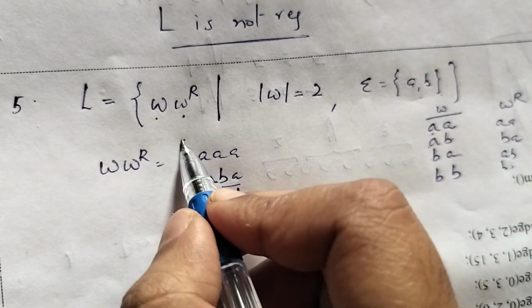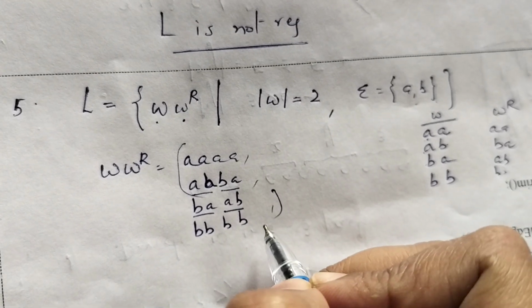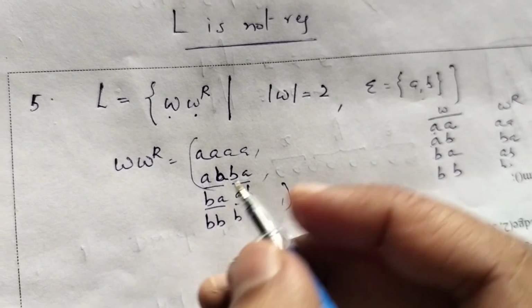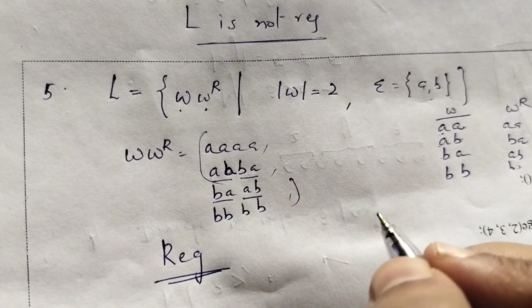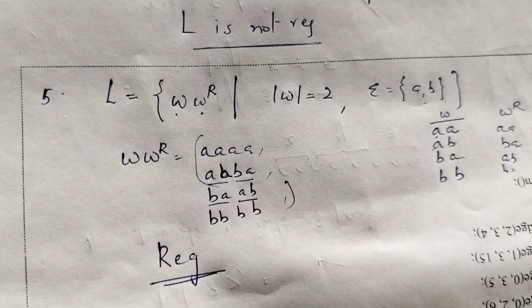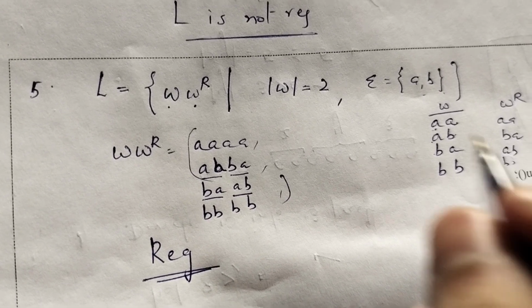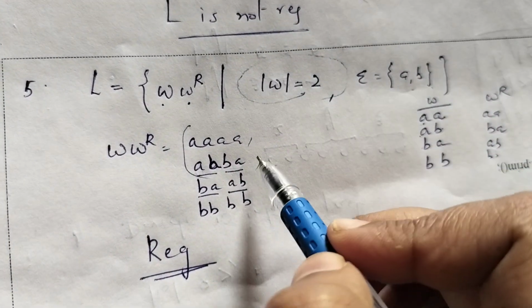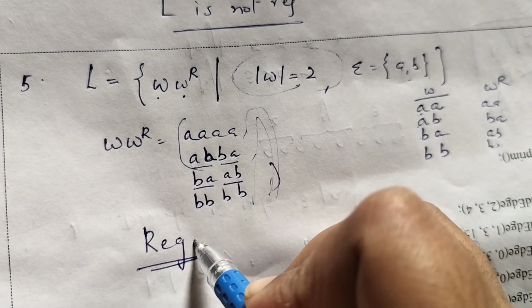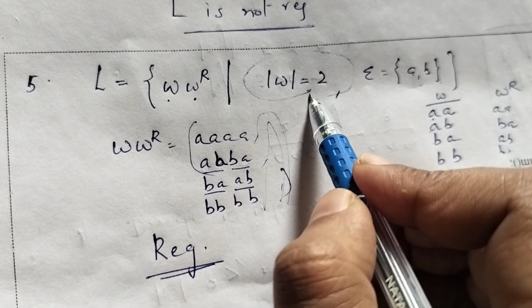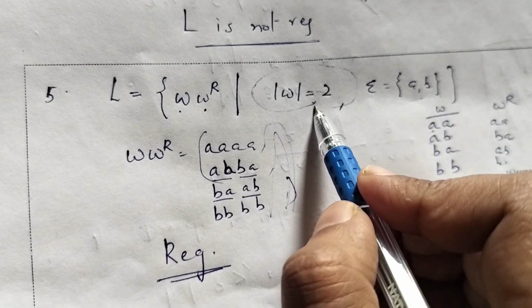So there is a finite number of strings in this language. If the language is finite, definitely the language is regular, since every finite language is regular. Since it is bounded, there is a finite number of strings in the language, so we can say it is a regular language. If it is not bounded, then it is very difficult, so we can say that it is not regular.